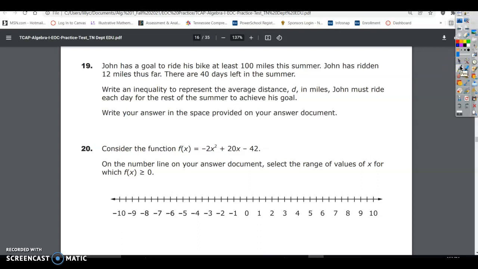Okay, a few things that we need to see. He wants to have at least 100 miles, so that means 100 miles or more by the end of summer. He's already ridden 12 miles, and there's 40 days left in summer.